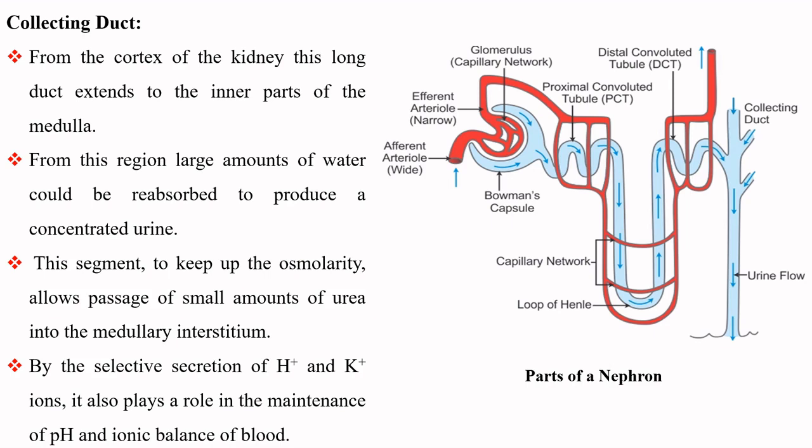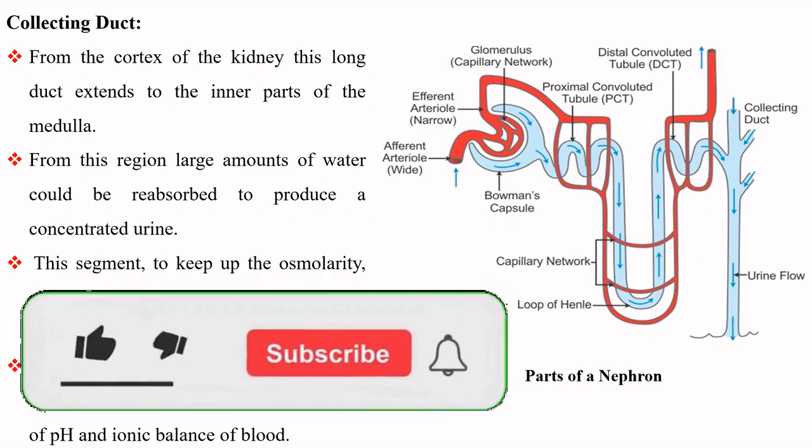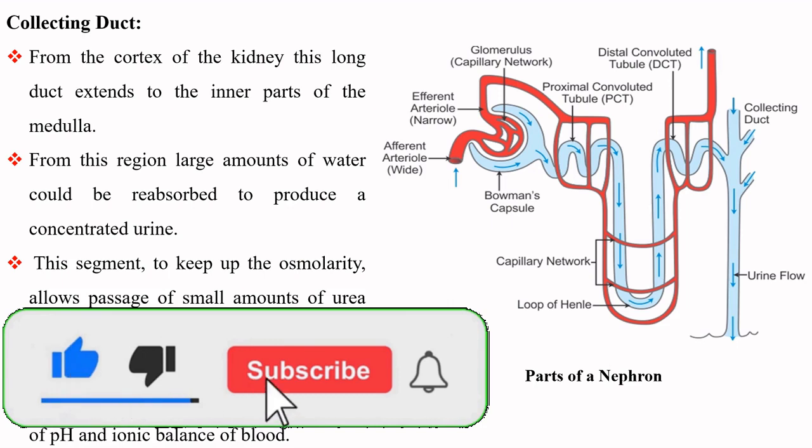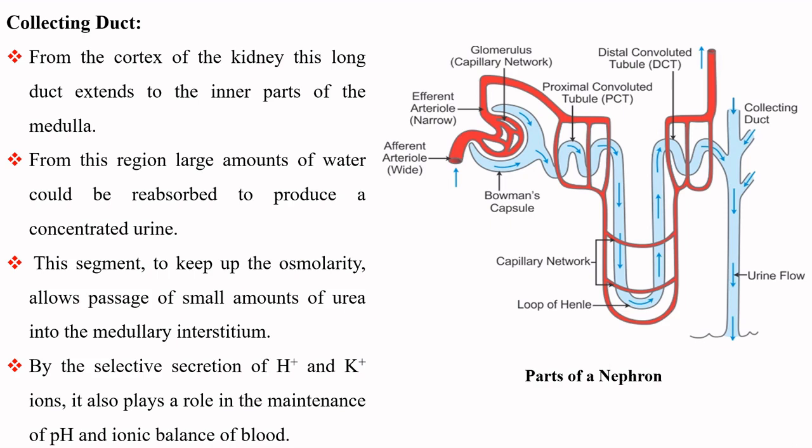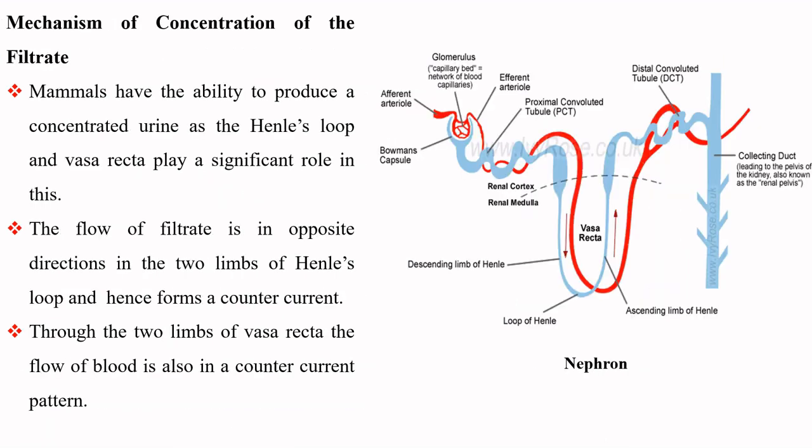Collecting duct. From the cortex of the kidney, this long duct extends to the inner parts of the medulla. From this region, large amounts of water can be reabsorbed to produce a concentrated urine. This segment, to keep up the osmolarity, allows passage of small amounts of urea into the medullary interstitium. By the selective secretion of hydrogen and potassium ions, it also plays a role in the maintenance of pH and ionic balance of blood.